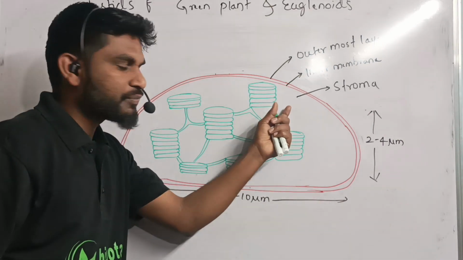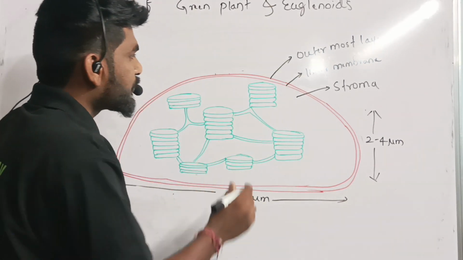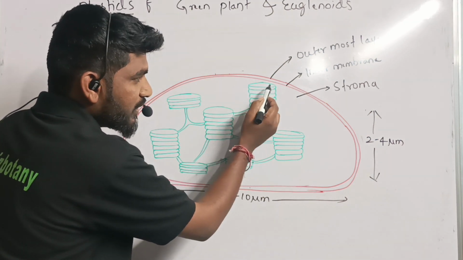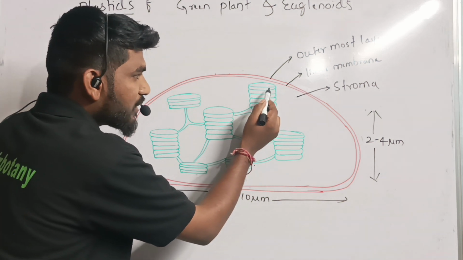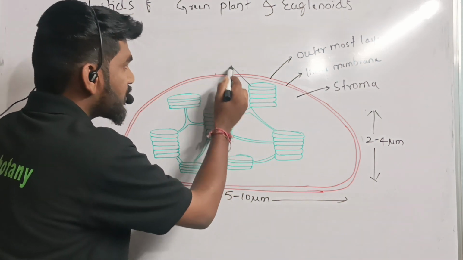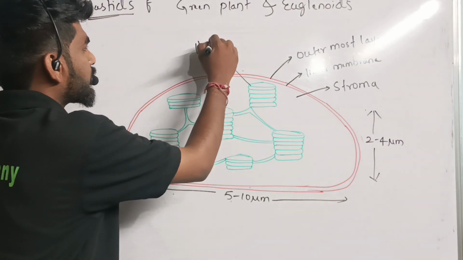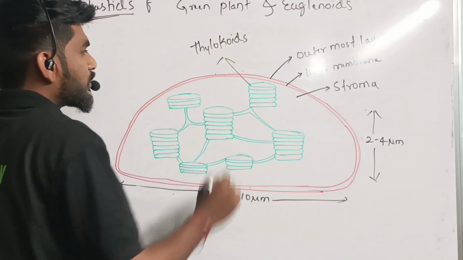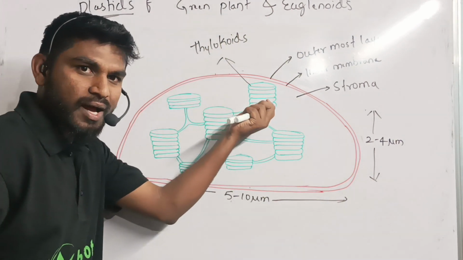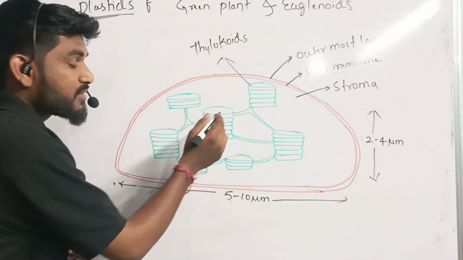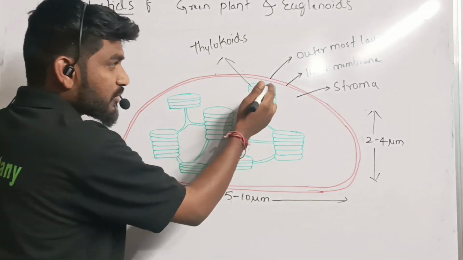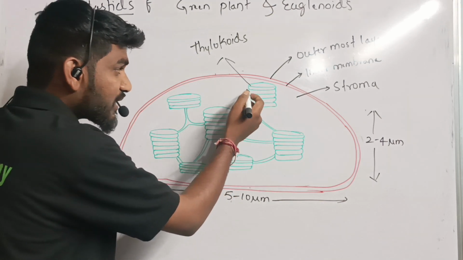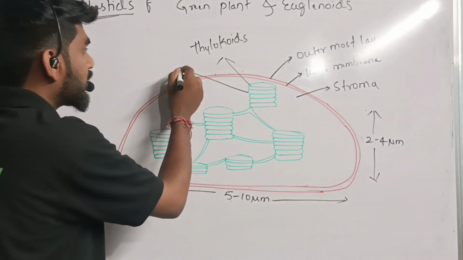Inside the stroma of a chloroplast we have many flattened membranous sacs. We call them thylakoids. These thylakoids are arranged in the form of stacks, just like piles of coins. कॉइन्स को एक के ऊपर एक रखने के बाद कौन सा स्ट्रक्चर देखने को मिलेगा, stacked up thylakoids, we call it collectively a grana.